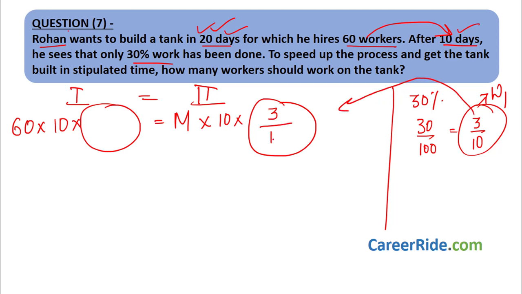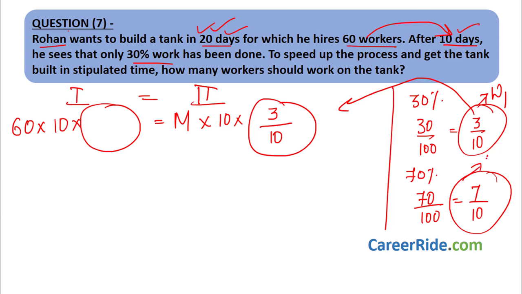Let's write it. Now, how much work is remaining? 30% is done. 100 minus 30% is 70%. So 70% is remaining. 70% is 70 upon 100. That is nothing but 7 by 10. This is the amount of work left. What is this? Work done in second case, right? So where will it come? Over here. Let's calculate. We get M equal to 3.